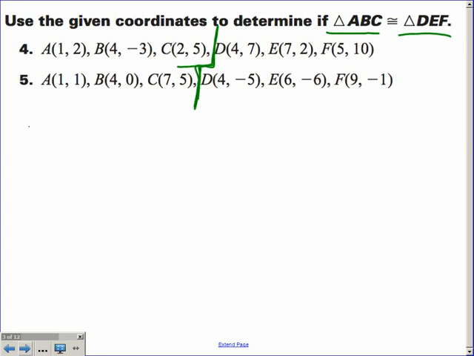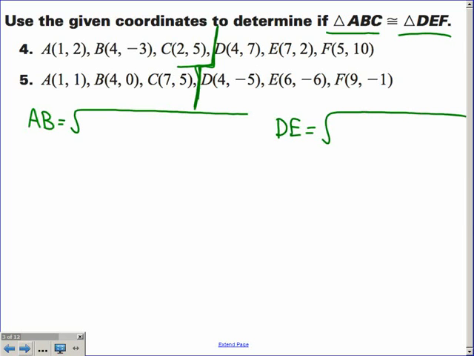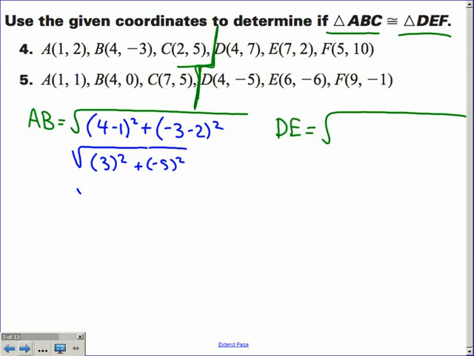So basically what we would do is we try to compare AB, and we'll find the distance of that. And we'll compare that to DE, we'll try to find the distance of that. So let's do that really quickly. We'll compare those and we'll talk about that in a second. So AB, remember that you're going to say 4 minus 1, we'll square that. We'll add negative 3 minus 2, we'll square that. This would be 3 squared plus negative 5 squared. That's 9 plus 25. So we're working with the square root of 34. That's what our answer turns out to be for AB.